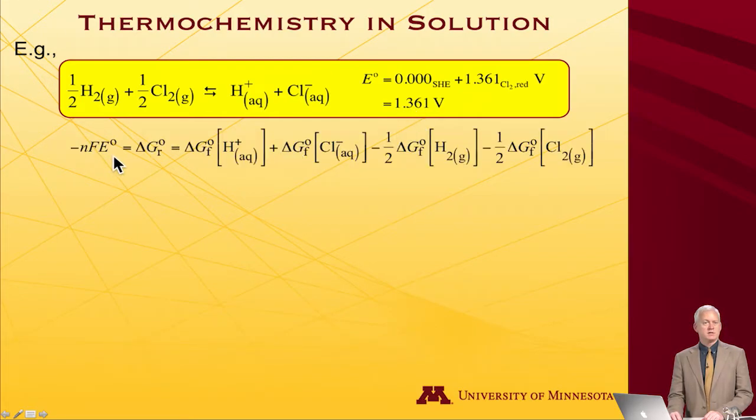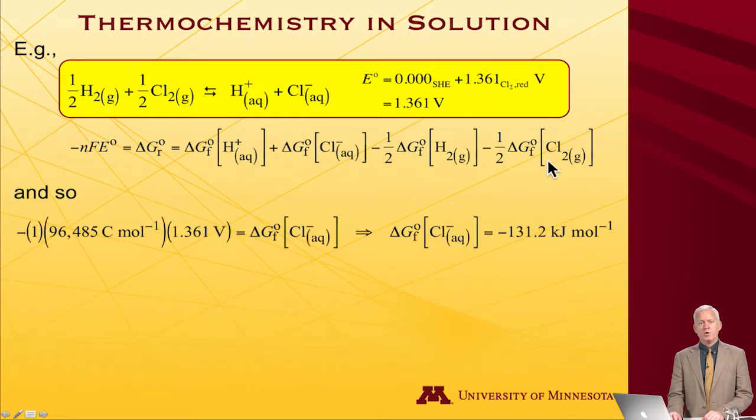It's also the case that minus nF times that 1.361 volts is the free energy of reaction, which is the free energy of formation of the products minus the free energy of formation of the reactants. Once more, pure element 0, by convention now 0, and that allows us to solve trivially for the free energy of formation of chloride anion in solution at unit activity: minus 131.2 kilojoules per mole.